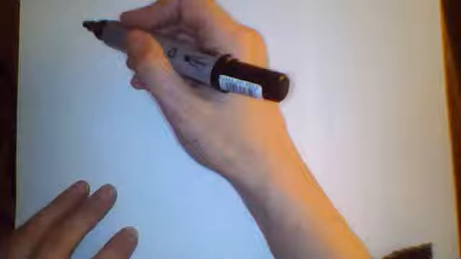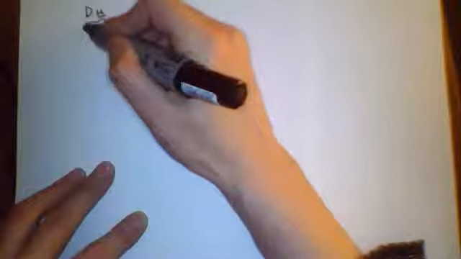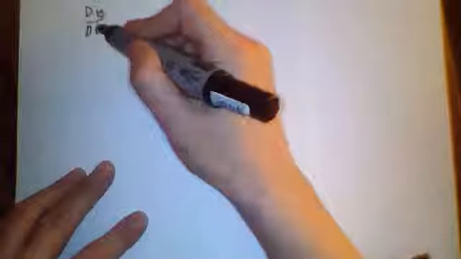Hi there, I'd like to talk about the total derivative of velocity that you get in fluid dynamics. The total derivative is written with a capital D. It's the rate of change of velocity with time.